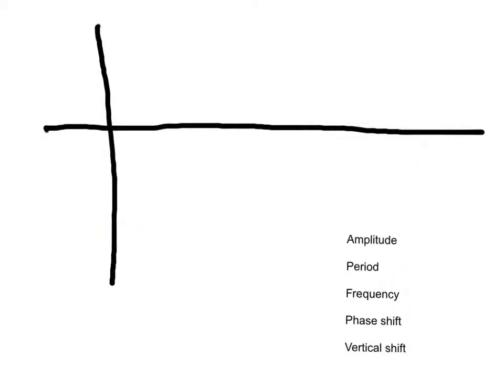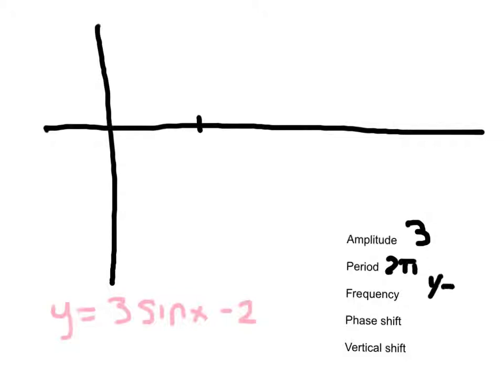We haven't looked at a phase shift yet, so let's take a look at a graph with a phase shift. I'd like to graph y equals 3 sine x minus 2. Okay, the normal 3 sine x graph has an amplitude of 3 and a period of 2 pi and a frequency of 1 over 2 pi.